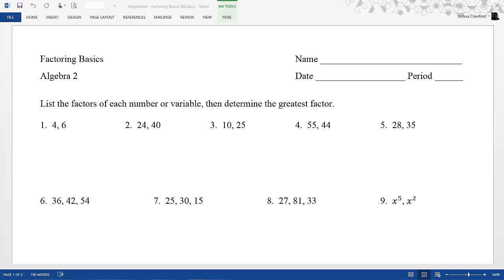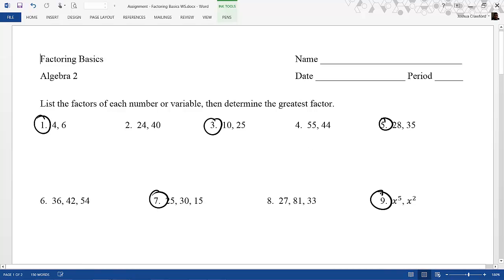Howdy everybody, this video will cover the factoring basics worksheets and we're going to go over about half of the problems, so pay attention and write fast. So we're going to go over 1, 3, 5, 7, 9, and a few more.